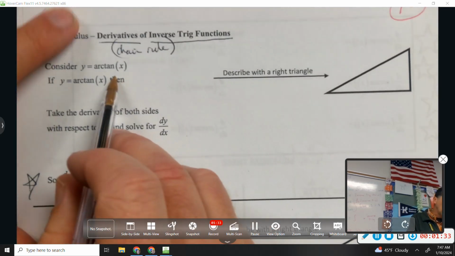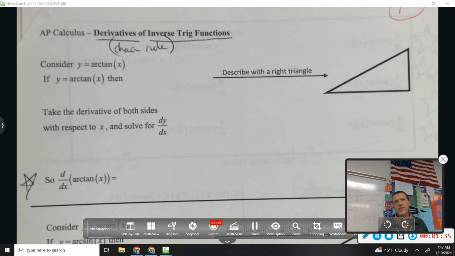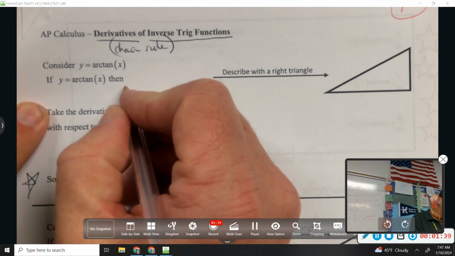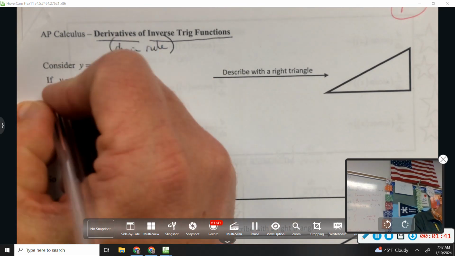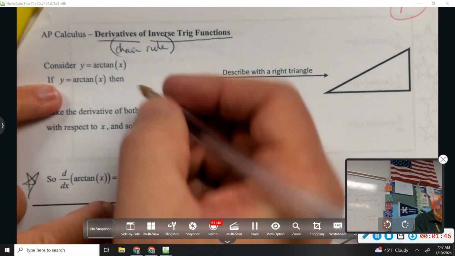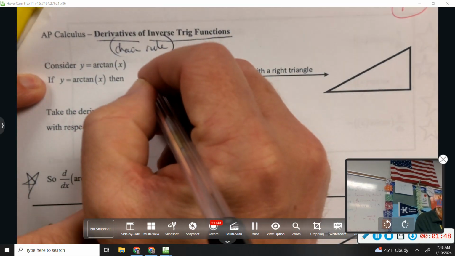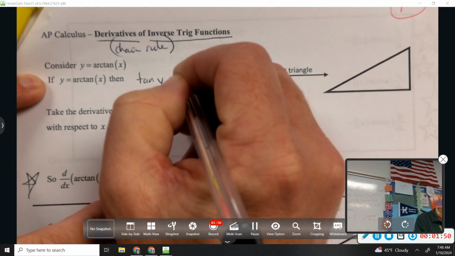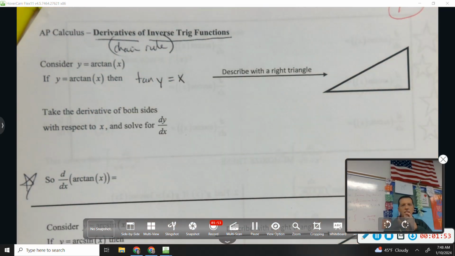All right, consider y equals arctan of x, the inverse tangent of x. If y equals arctan of x, then if I took the tangent of both sides, or if I wanted to sort of undo that, it would be the tangent of y equals x. Right? That's what an inverse is, switching x and y. So instead of y equals tangent of x, I've got x equals tangent of y.